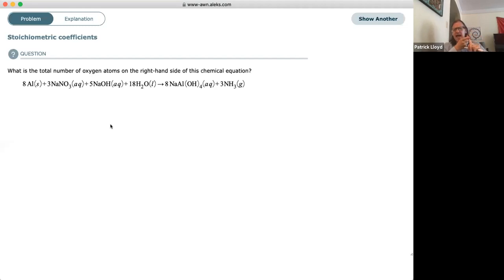Counting the actual number of atoms is, in a sense, a relatively rare thing that we do in chemistry. It does happen. People do it. People in atmospheric chemistry might actually count the number of oxygen atoms or ozone molecules in a given volume of air. But it's a relatively uncommon question.